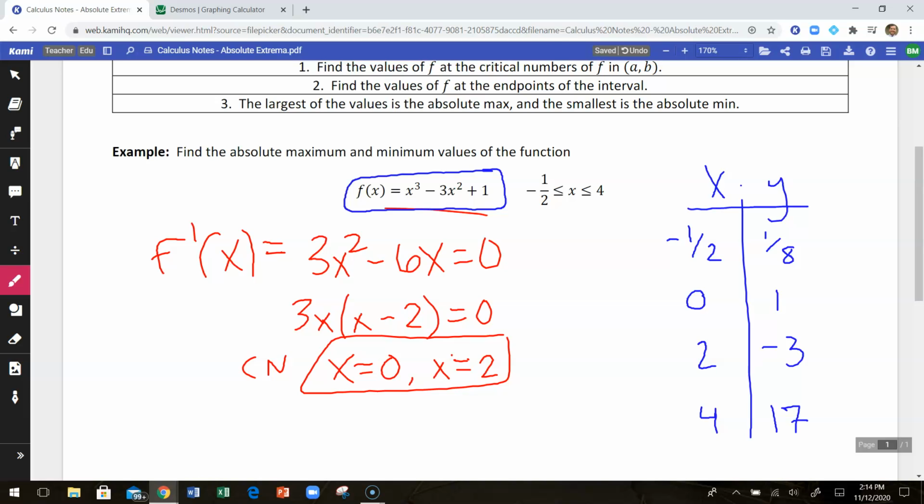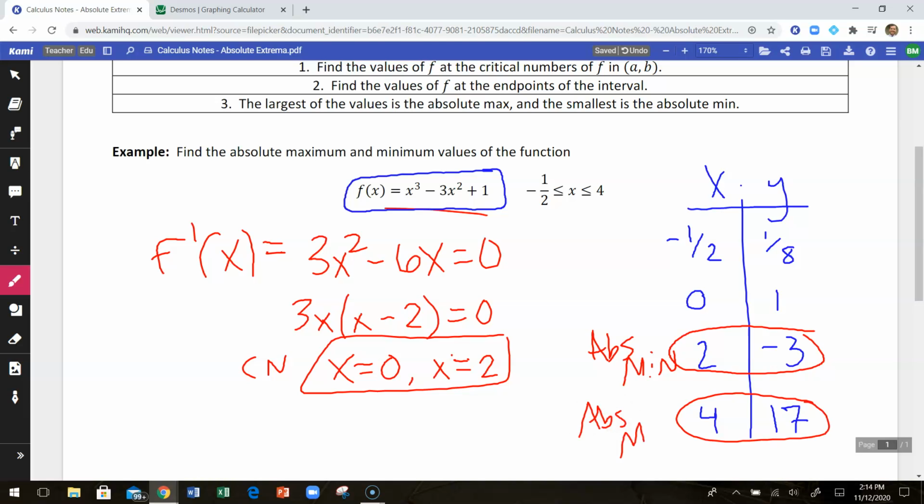So after doing that, I just look at my y values, and I look for the smallest one, which is here. So that tells me that this is my absolute minimum. And then we look for the largest y value, and that's my absolute maximum.